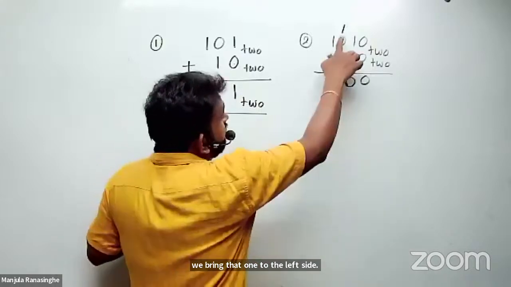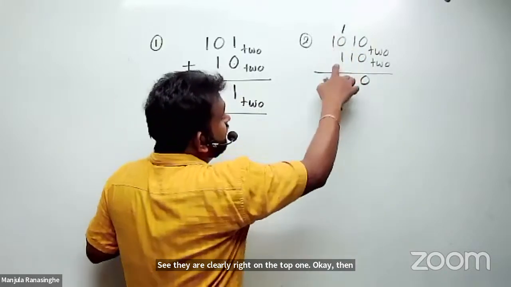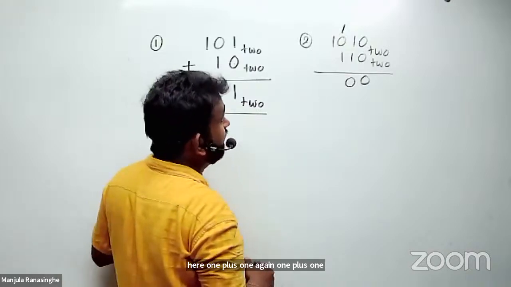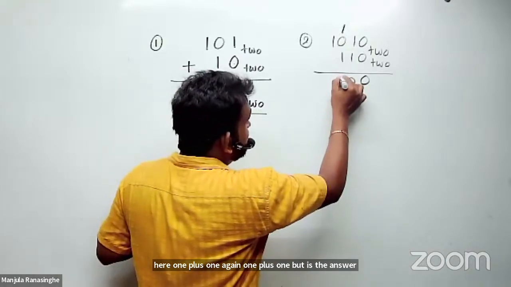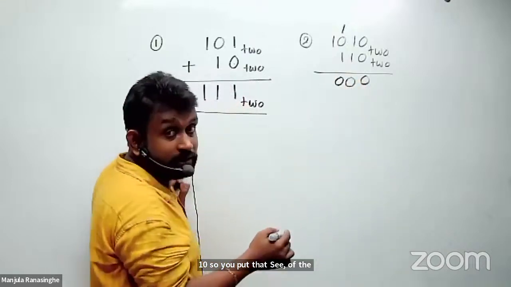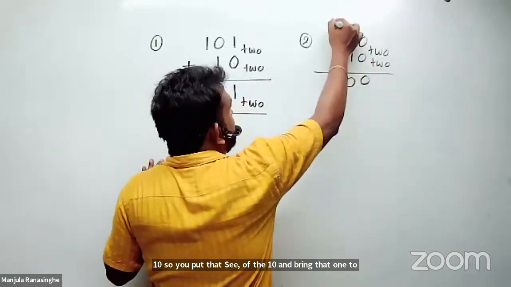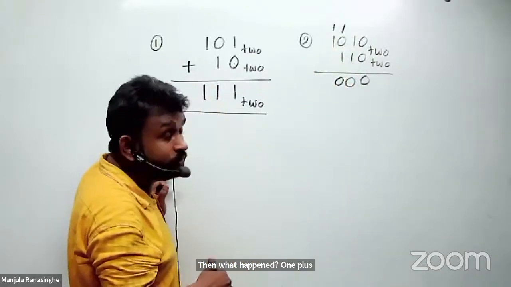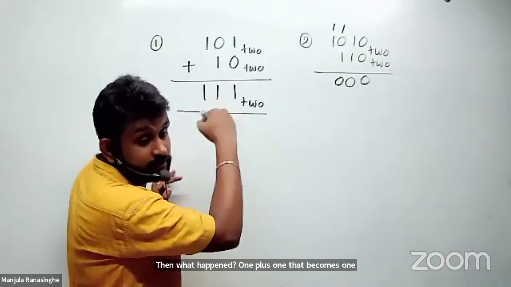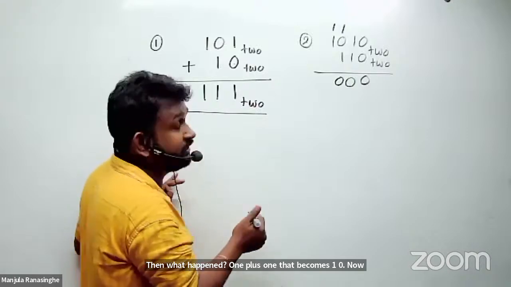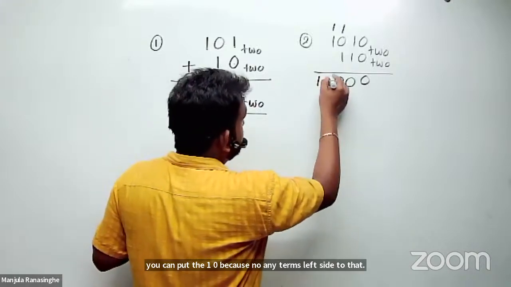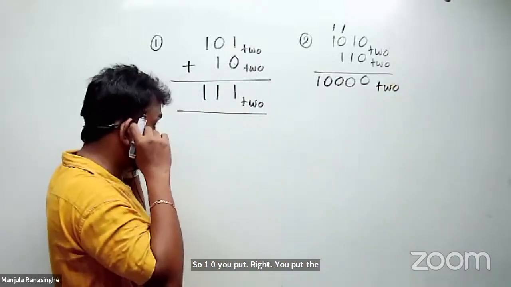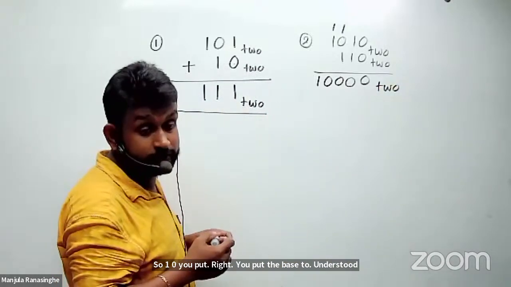Then here 1 plus 1, again 1 plus 1, what is the answer? 10. So you put that 0 of the 10 and bring that 1 to the left side. Then 1 plus 1 becomes 1, 0. Now you can put the 1, 0 because no terms are left to that side. So 1, 0 you put, and you put the base 2. Understood? If any doubts, you can ask.